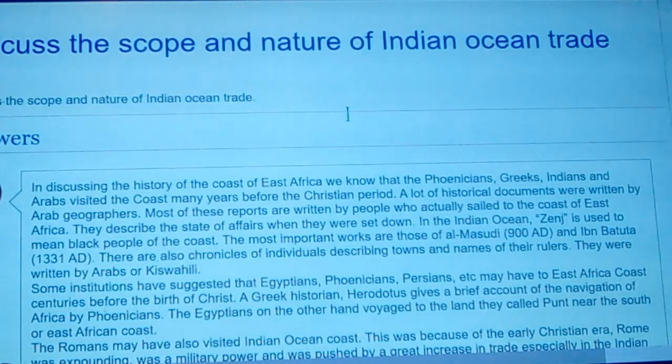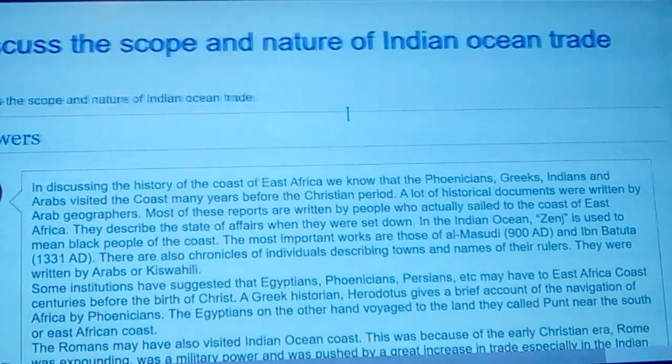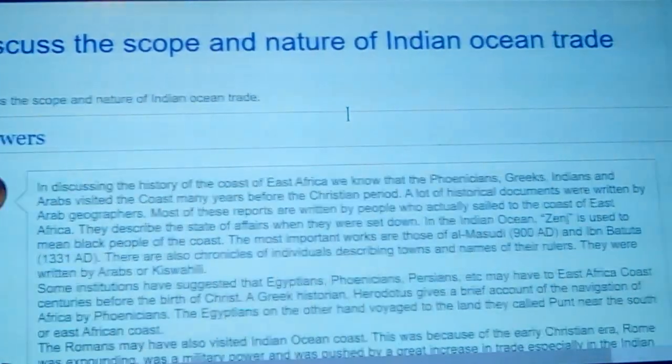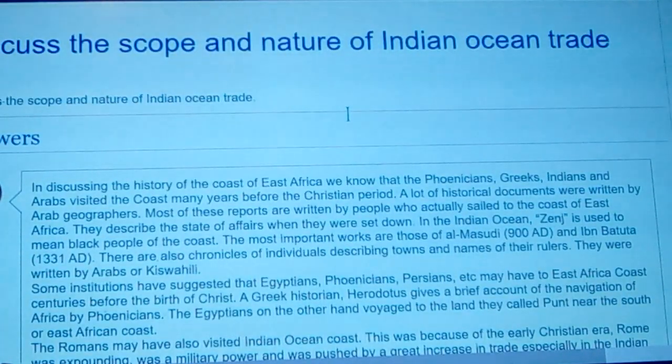Okay, we're going to discuss the scope and nature of the Indian Ocean trade routes and the trades that they had. This is, I guess, a report given by this young black girl here. I believe she's in her first years of college or something. So let's go with this.